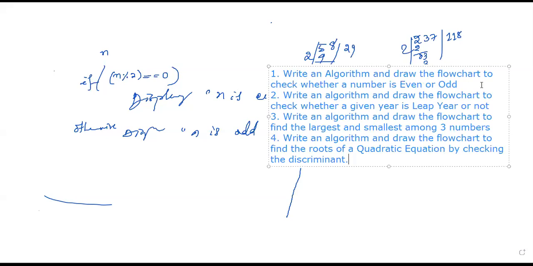Write an algorithm and draw the flowchart to check whether a given number is even or not. Write an algorithm and draw the flowchart to check whether a given year is leap year or not. Write an algorithm and draw the flowchart to find the largest and smallest among 3 numbers. Write an algorithm and draw the flowchart for finding the roots of a quadratic equation by checking the discriminant. Before this, you have written the algorithm for finding the roots of a quadratic equation. For this, you only have to write the formula without checking whether the discriminant is 0, less than 0, or greater than 0.